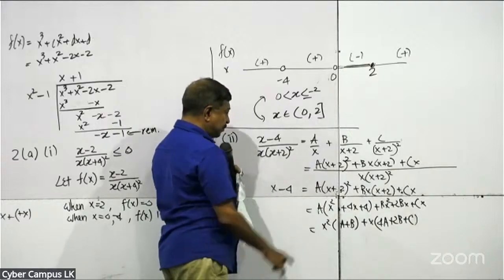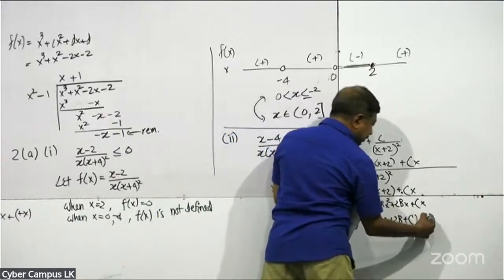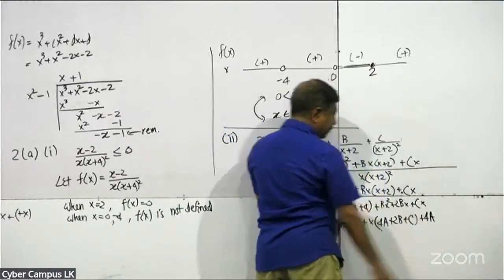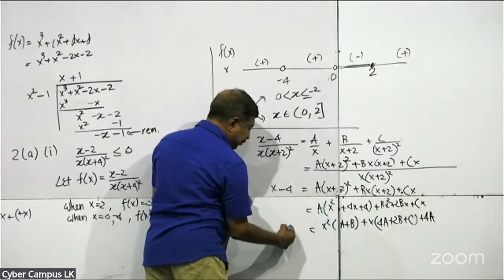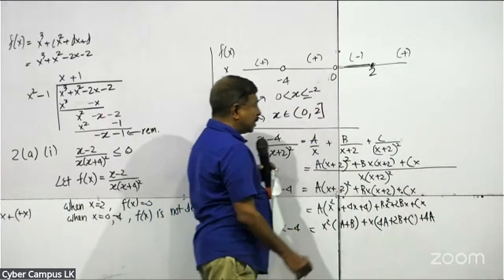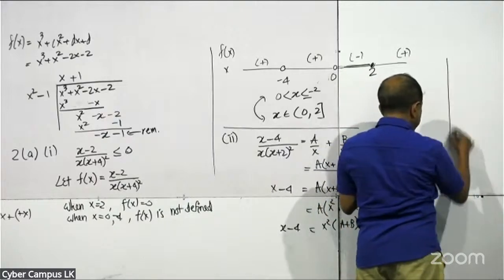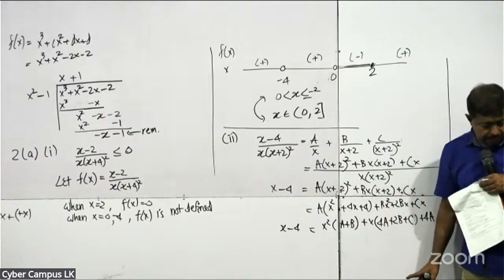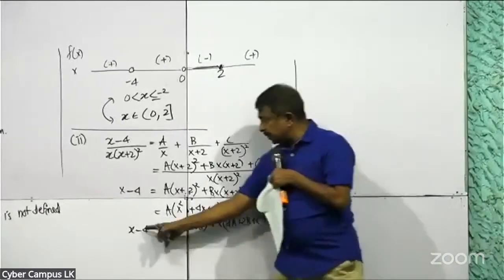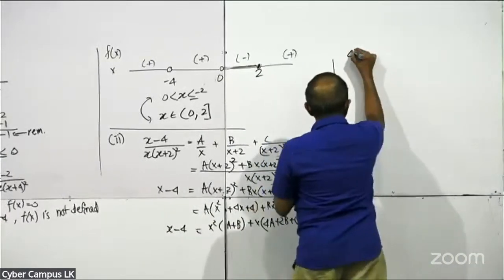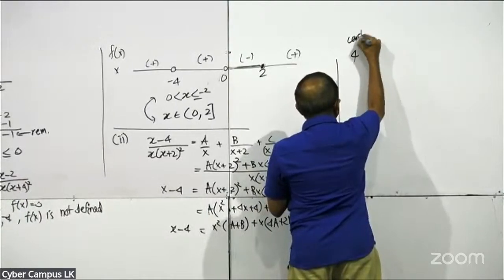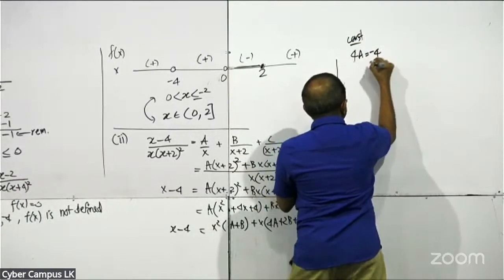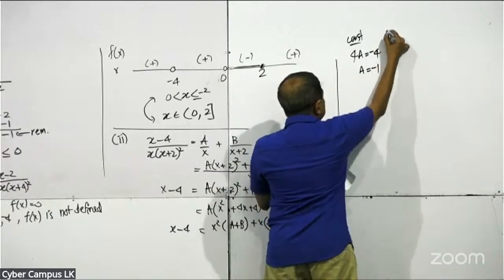Now there's only one term which is a constant, which is 4A. In this side you have x minus 4. Now by comparing coefficients, you can figure out these constants. Now this side you have 4A is equal to minus 4. So A is minus 1.